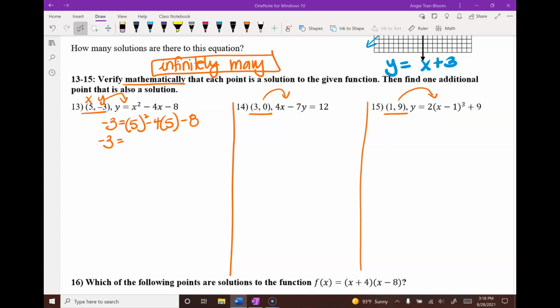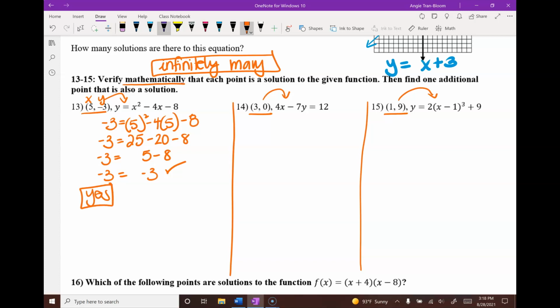So next we want to go, okay, well 5 squared is what? 25. Minus 20 minus 8. -3 equals 25, take away 20 is 5, minus 8. -3 equals -3. Check. So, okay, that is a solution. (5, -3) is a solution.